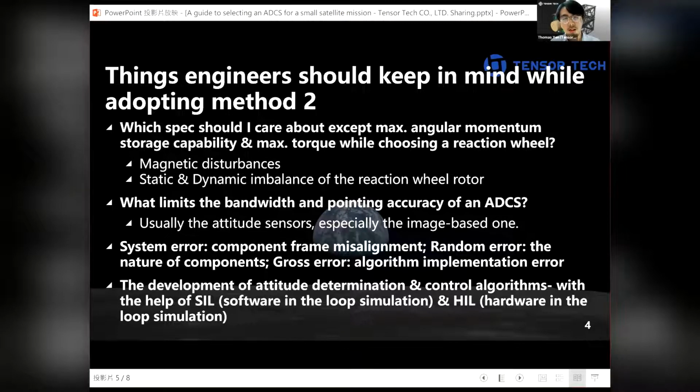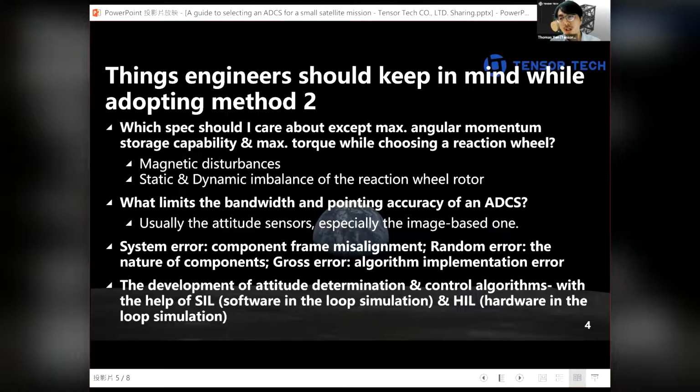And then when you are choosing your attitude sensors, especially image-based ones like a star tracker, they usually have a lower update rate. So these sensors usually limit the bandwidth of your control system. And if you want a better update rate, then your power consumption will get larger.